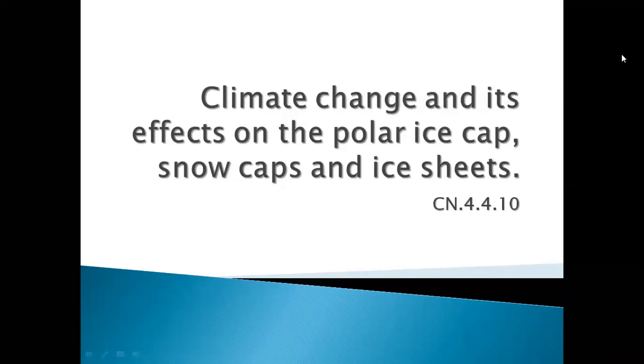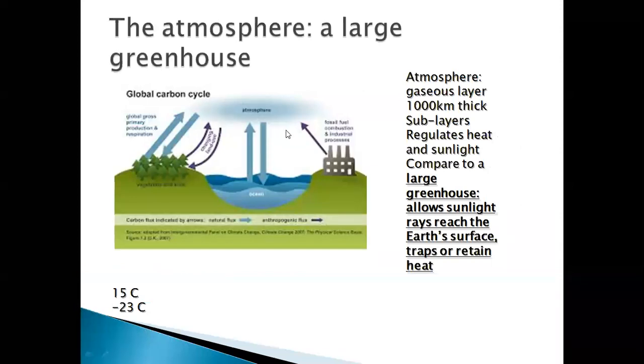Okay, so we have our atmosphere, and our atmosphere is the part that is all over here, and it has sublayers, and the sublayers regulate the heat and sunlight. So two things. We have an effect here that keeps our planet warm, or keeps the temperature inside of our planet. So it will trap the sunlight, the heat right here.